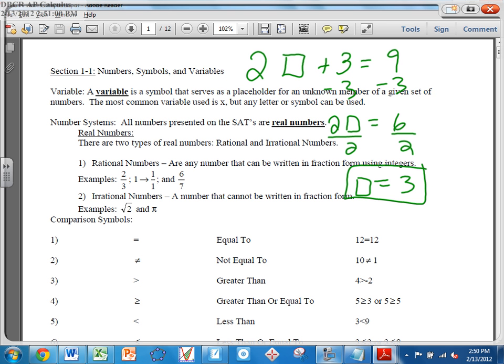Well, box and x are the same thing. So it's very important that we understand that when we see symbols, they can also be variables, they could be shapes, they could be an asterisk along the way, but it will be defined on the test as what it is. So again, a variable is simply something that takes the place of another value.